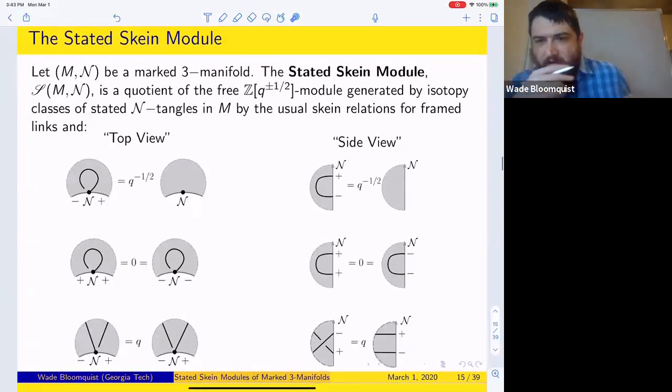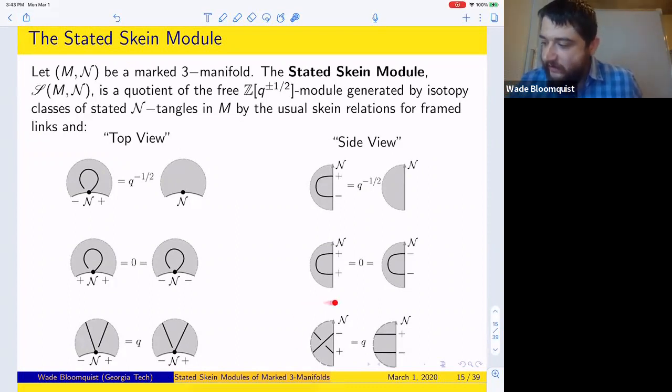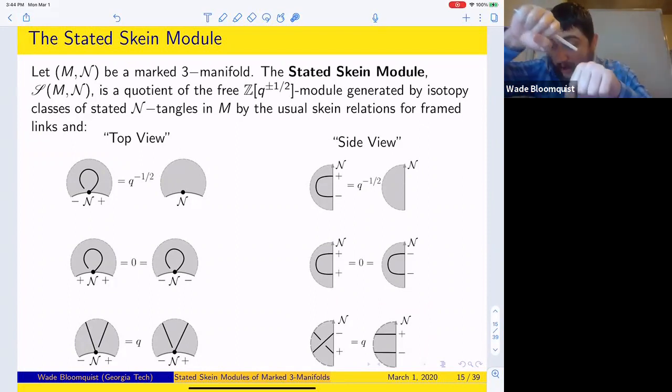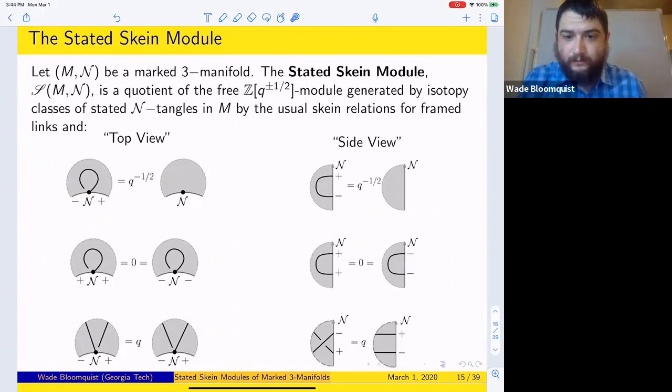And then this last relation that we want is like a height exchange relation. It's maybe easier to see in the side view picture, where you're able to take a minus that is above a plus and just slide it down at the cost of a q. And these are just relations as before. You could actually use the resolving of crossings relation to give a little bit more information here, but we don't necessarily need to. So now this was the stated skein module.